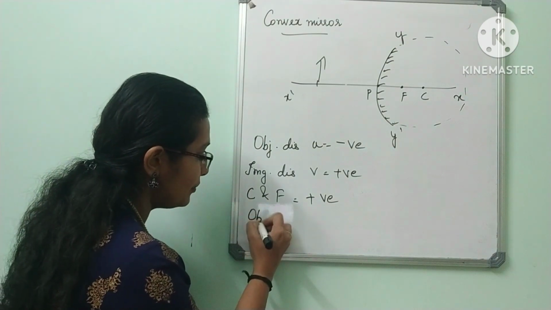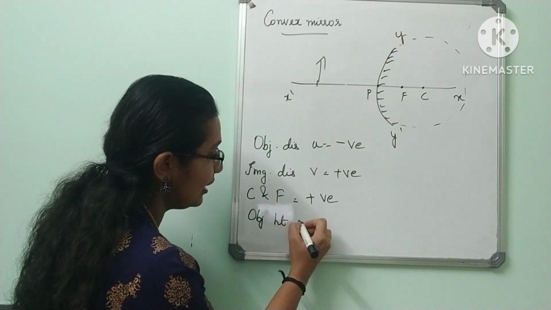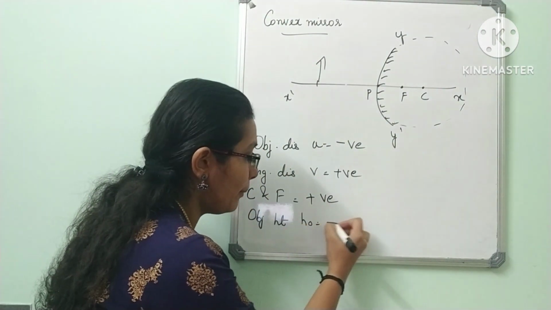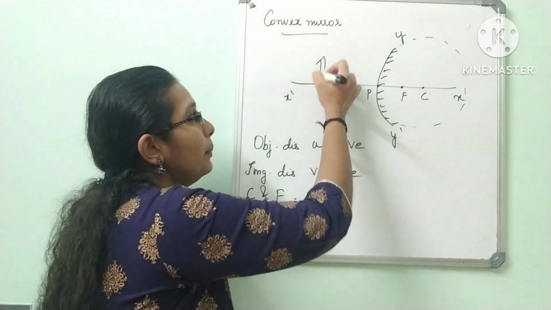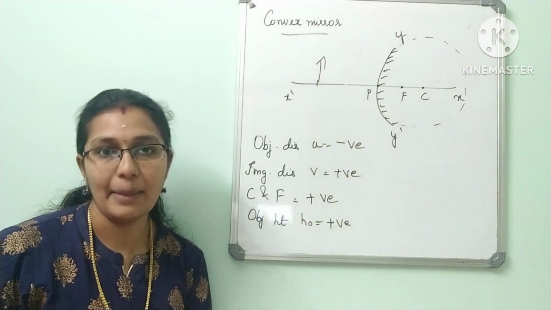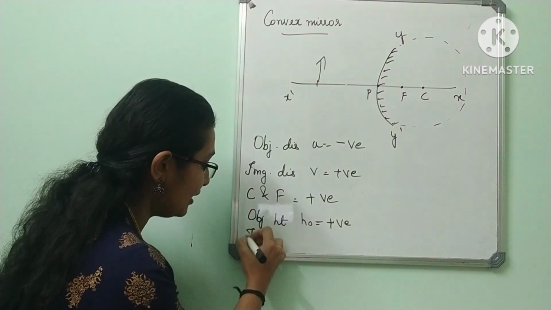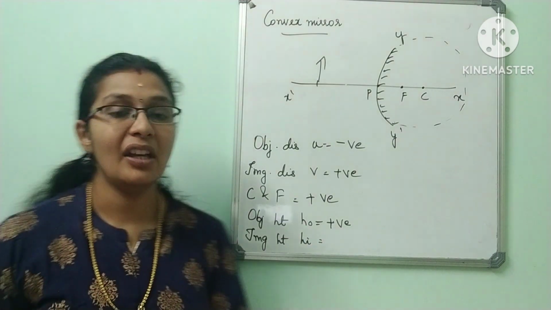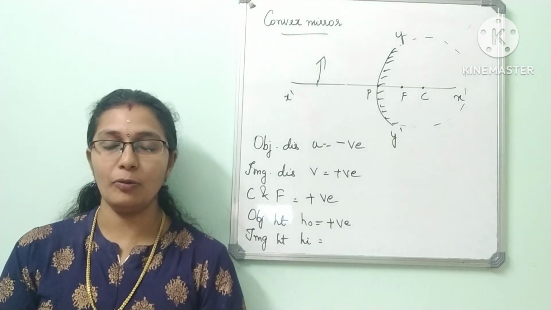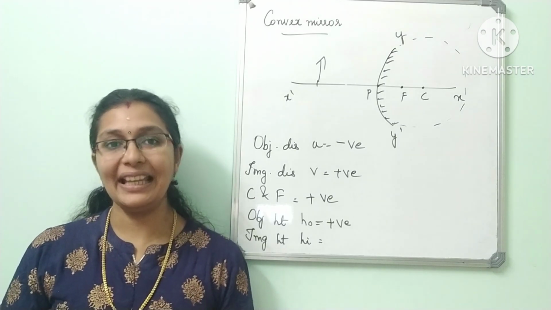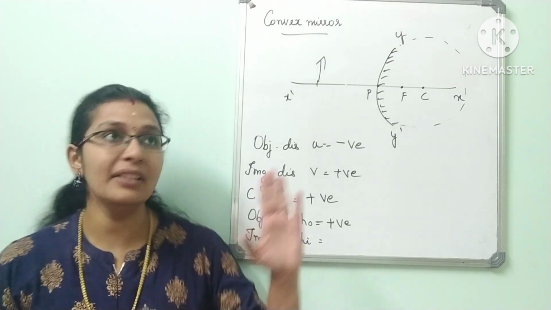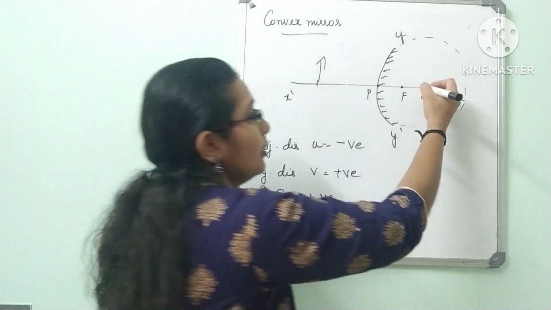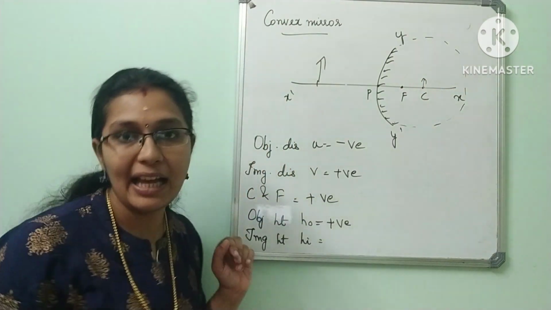Now object height. Irrespective of both convex and concave, object height will always be positive, because you will place it above the principal axis. Then the final thing is image height. Will image height be positive or negative? What type of image will you get? You will get virtual and erect. Erect means up, correct? Your arrow will be up. Like this only you will have your image.